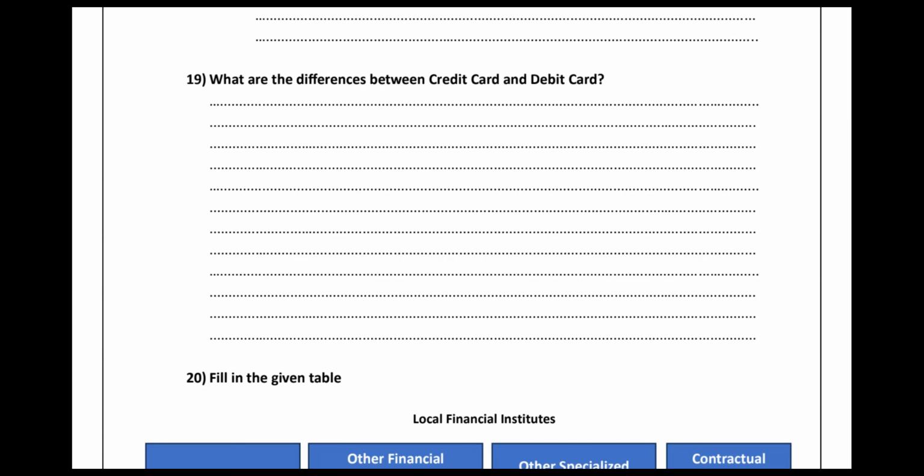Goods are purchased based on savings account balance. Okay, so that is the thing. If you win, however much money you have, you can purchase it. Once your money is over, you won't be able to purchase it. That is the case of debit card.